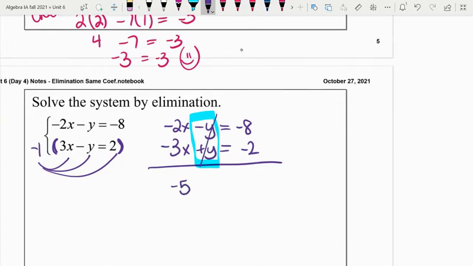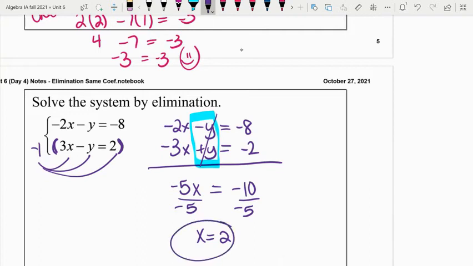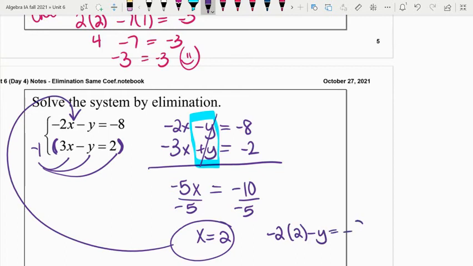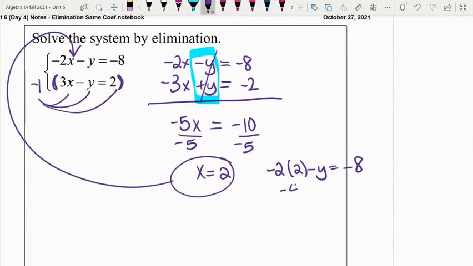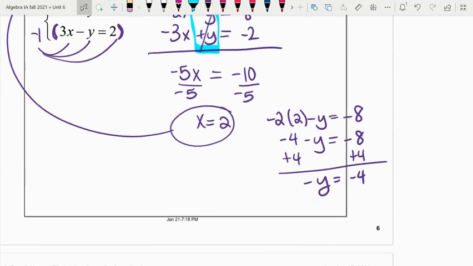So add these, I get negative 5x equals, add those, negative 10, divide by negative 5. So x equals 2. Substitute that back in any one of those equations. I'm going to go to the top equation. So I have negative 2 times 2 minus y equals negative 8. So negative 4 minus y equals negative 8. Add 4 to both sides. So negative y equals negative 4. Divide by negative 1. So y equals 4. Final answer, 2, 4.